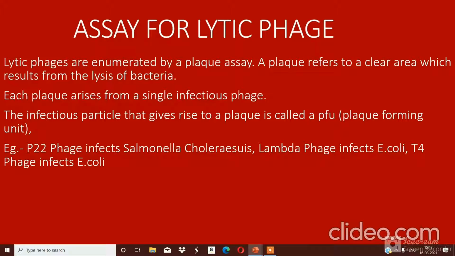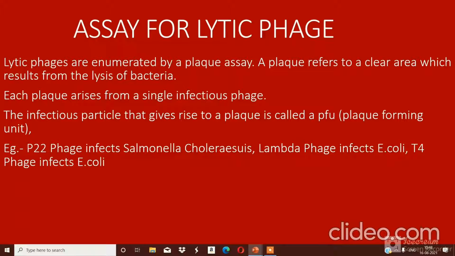Okay, so assay for Lytic phage. Lytic phages are enumerated by a plaque assay. Plaque assay refers to a clear area which results from the lysis of the bacteria or complete destruction of the bacteria. Each plaque arises from a single infectious phage. When a phage infects a bacterial cell, the infectious particle that gives rise to a plaque is called a plaque forming unit, that is shortened as PFU.